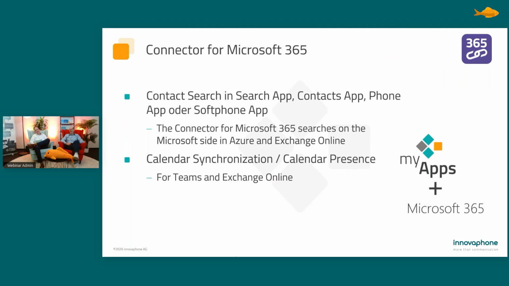The connector for Microsoft 365, to be honest, is one of the best-selling apps we already have. In the past, it was just doing the presence sync between Microsoft applications, Microsoft Teams, and myApps, so that you can set a phone to busy if you are in a conference. But now we are enhancing this connector, adding new functionalities. On one part, we are forced to do so because Microsoft has again changed some of their interfaces.